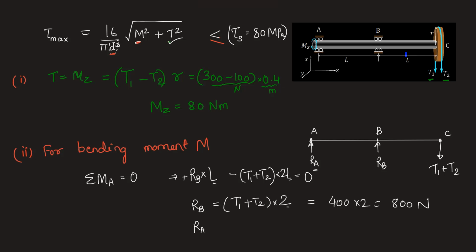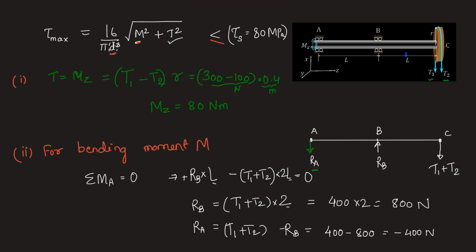RA will be equal to T1 plus T2 minus RB. 400 minus 800. This gives us minus 400 Newton. So negative sign means that the sign that we have assumed for RA is wrong. Actually RA is in downward direction. So we can mark this like this.